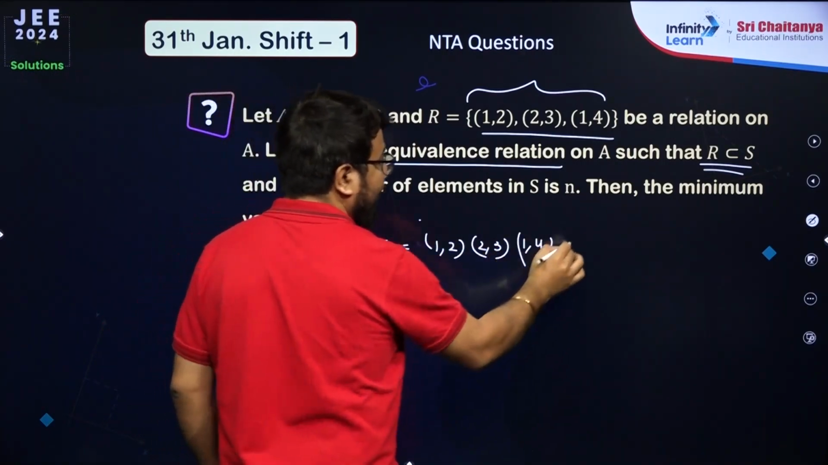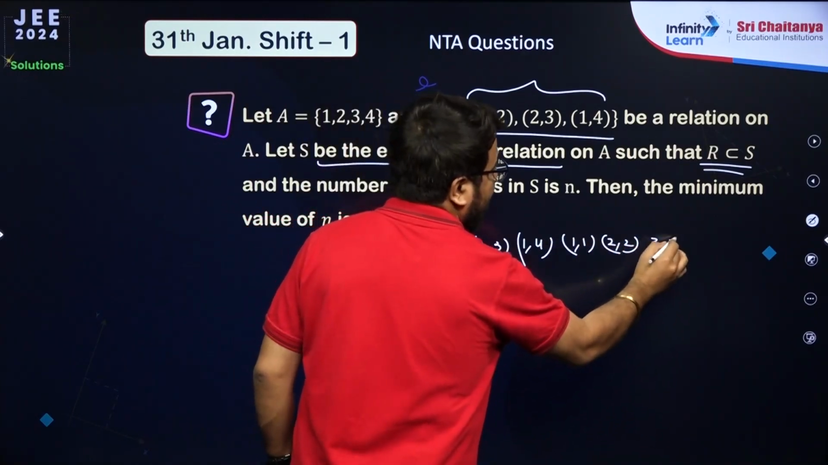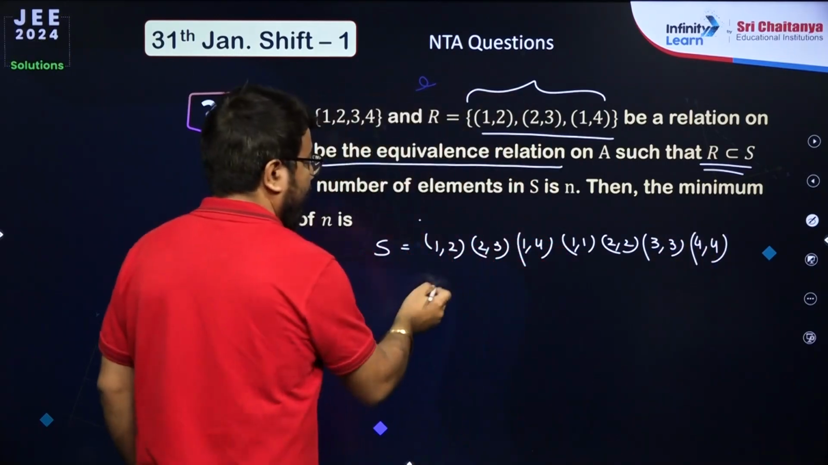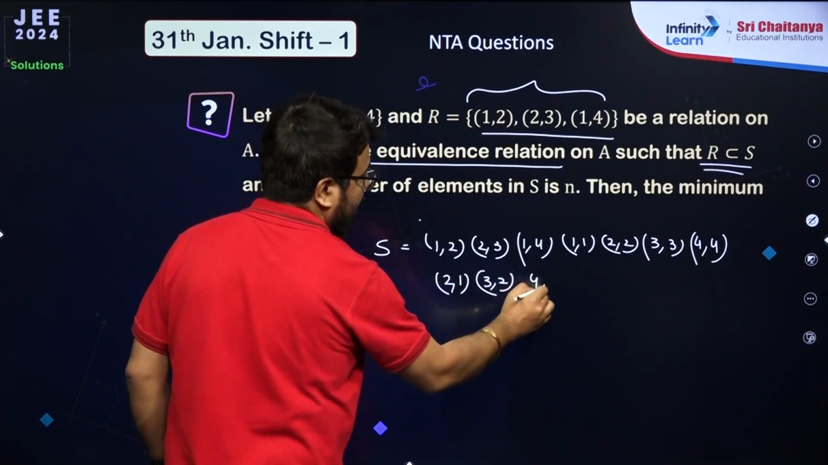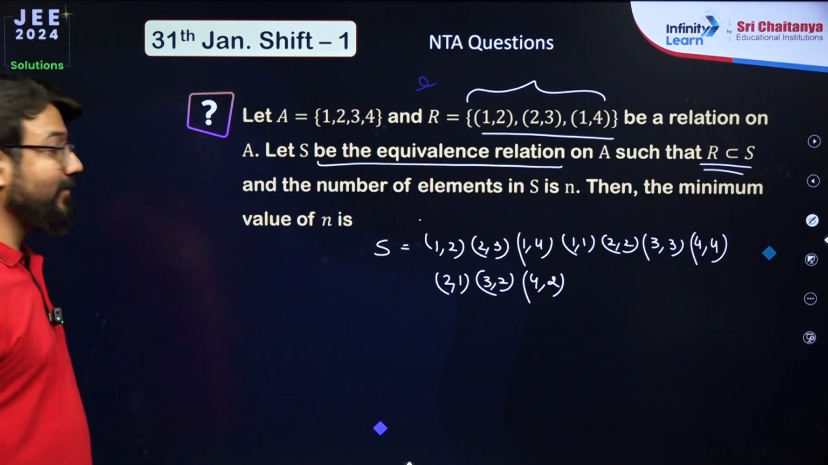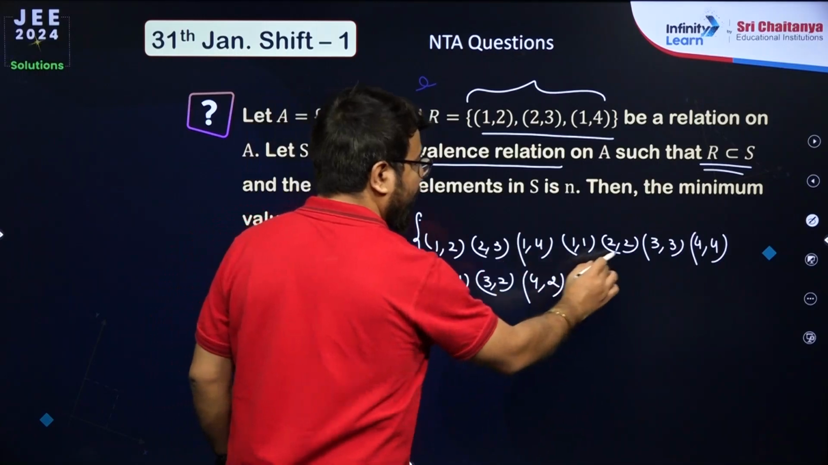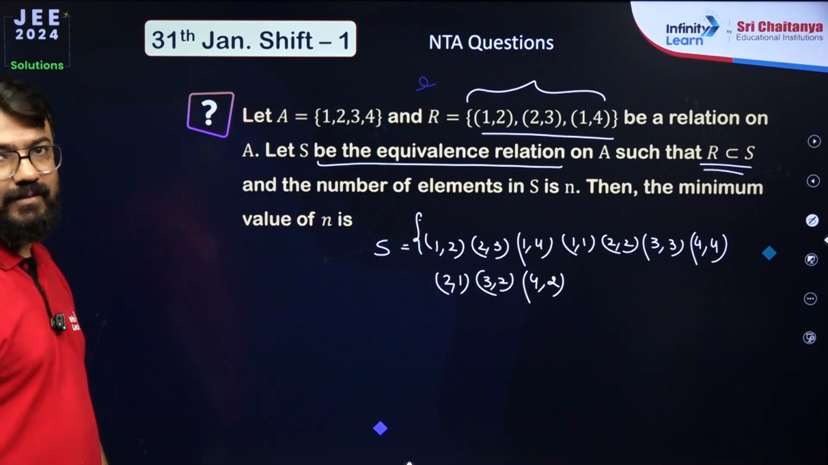So that means I need to first of all make it reflexive. Then I need to make it symmetric: (2,1), (3,2), (4,2). Okay. And after that, I need to make it transitive. So already before transitive, 4 and 4, 8 and 10, 10 elements are already there.